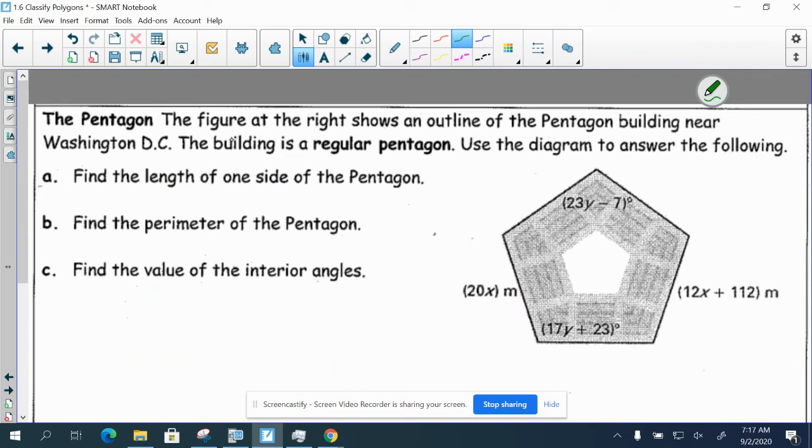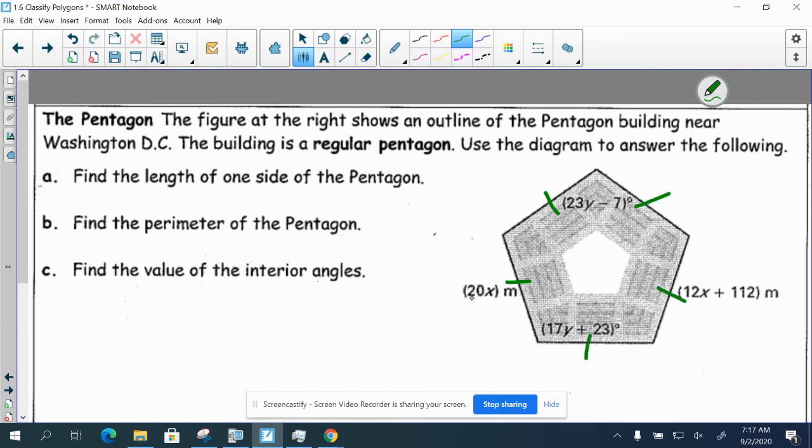All right, quick example here. The figure at the right shows an outline of the Pentagon building near Washington, D.C. The building is a regular pentagon. Regular means all of the sides are congruent, all of the angles are congruent. Use the diagram to find the following. Find the length of one side of the polygon. Okay, well, if the sides are congruent, you can mark them congruent.